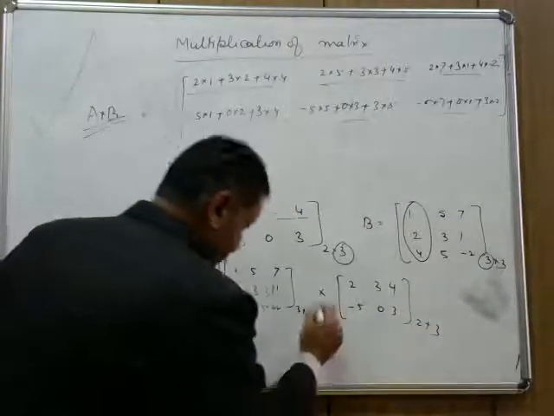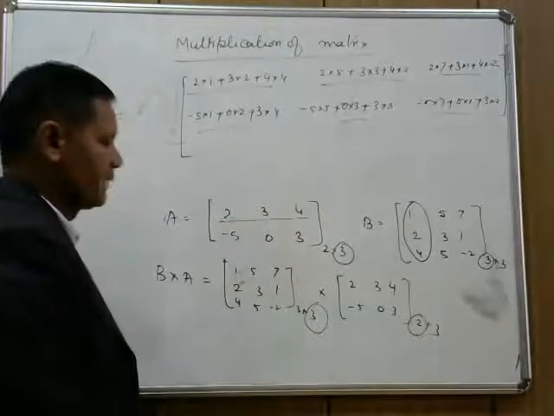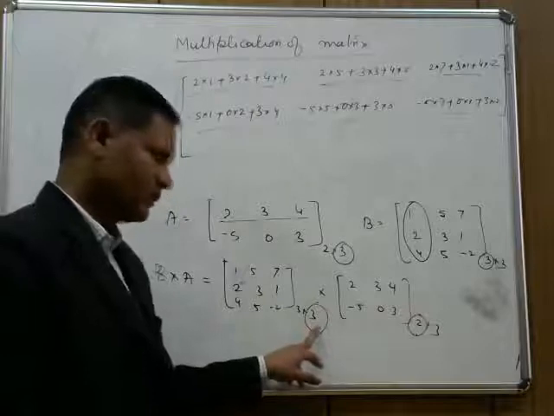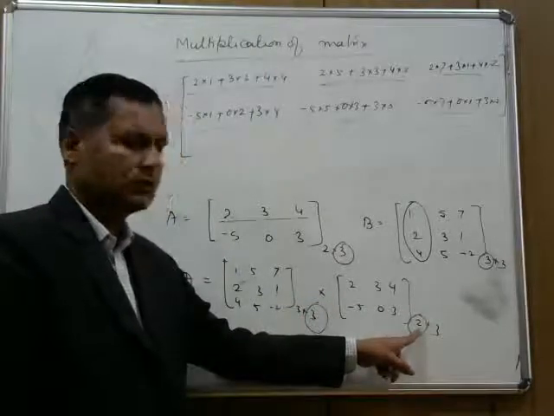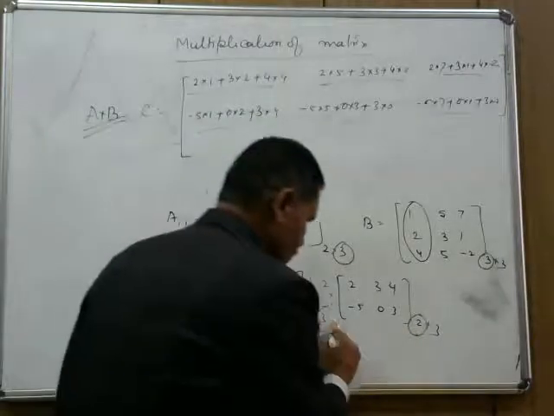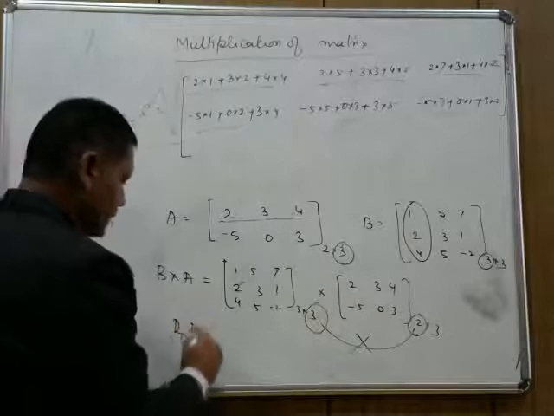Here now see, the number of columns of B is 3 and the number of rows of A is 2. Here this 3 is not equal to 2. That's why B into A is not possible.